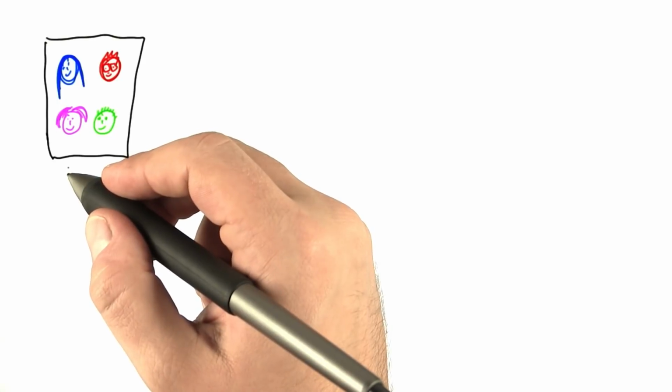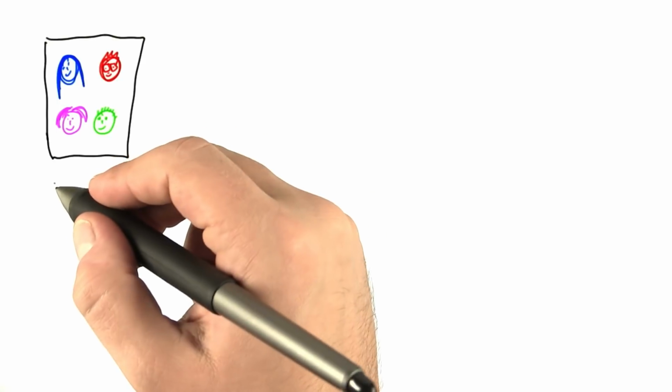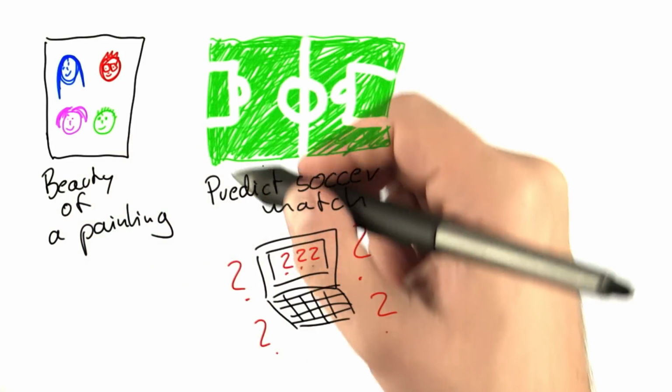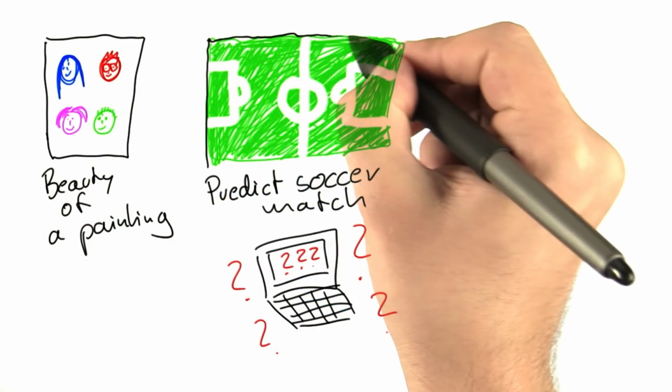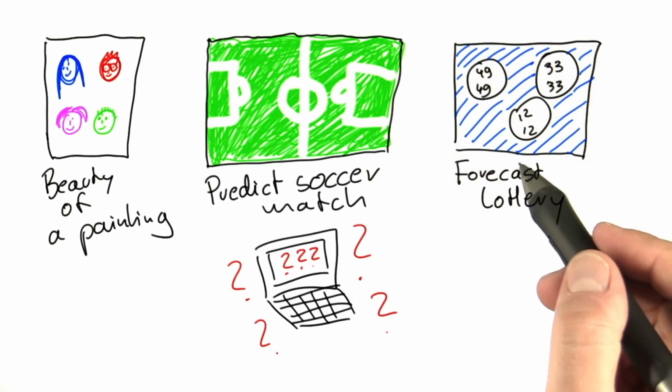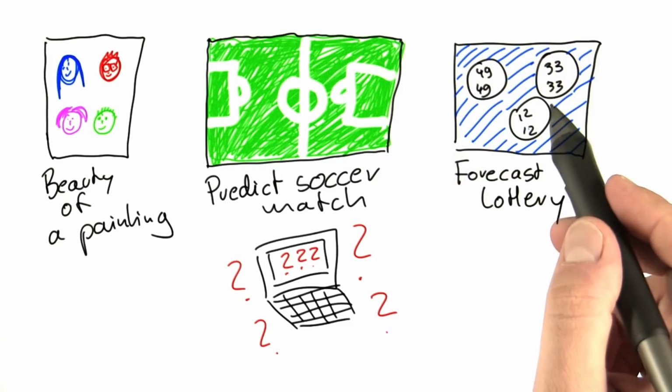Of course, there are certain problems that a computer can't solve. It can't appreciate the beauty of a painting, for example. A computer cannot predict the outcome of a soccer match, at least not accurately. And of course, a computer also cannot see into the future and tell you the lottery numbers of next Saturday.